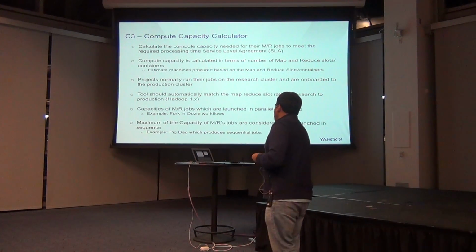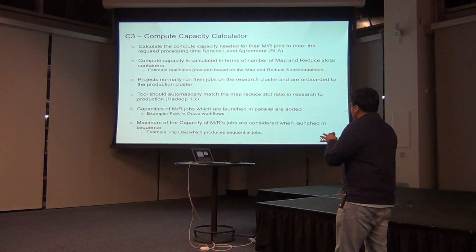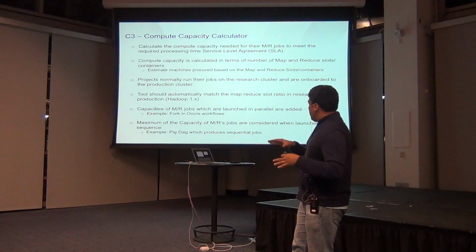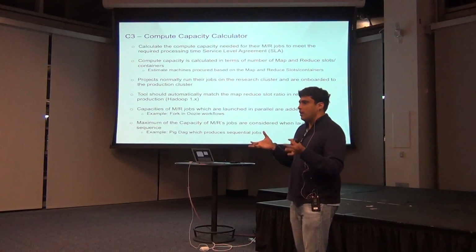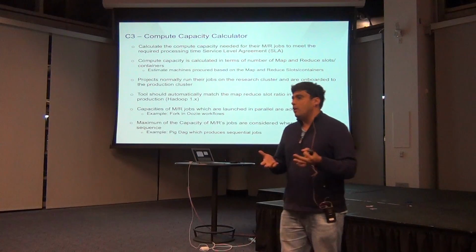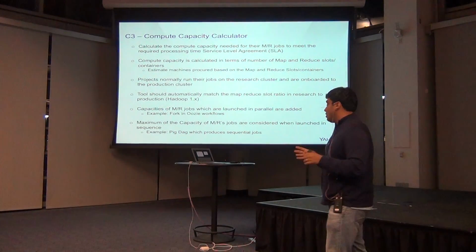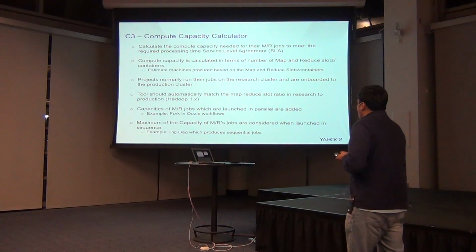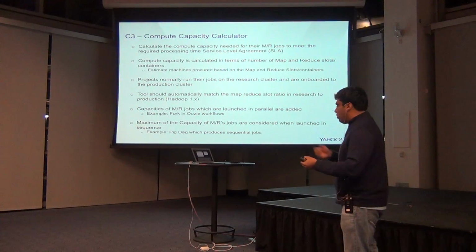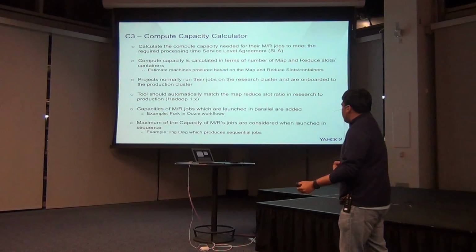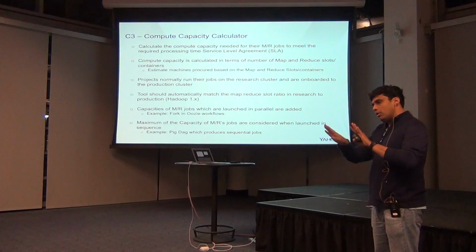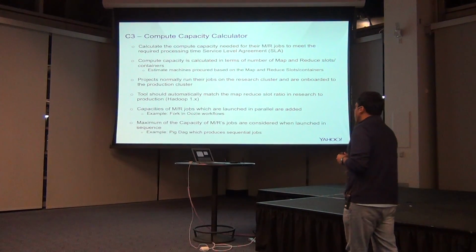So what we did in C3 was we calculated compute capacity based on service relativity. Compute capacity is determined in terms of map containers and reduce containers for Hadoop 23, and for 1.2 we have map reduce slots to tell us what slots we actually need. Normally projects run on research clusters or onboard production clusters, and the tool does this matchup based on an algorithm that runs internally to make sure it matches the ratio of map reduce slots.